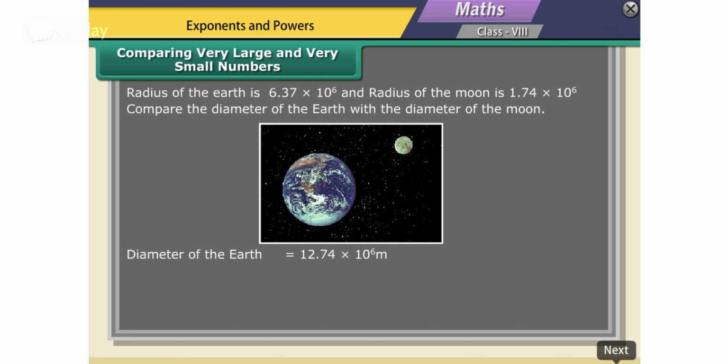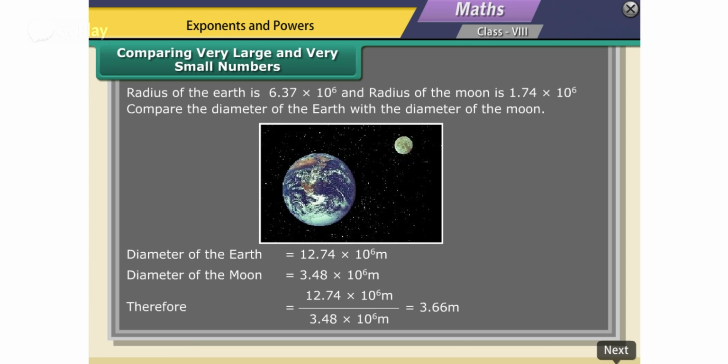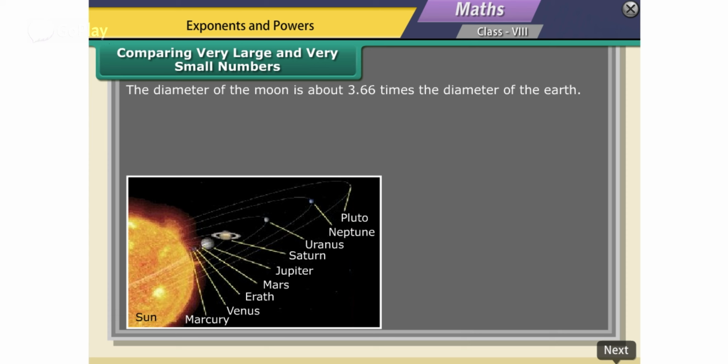Diameter of the earth is equal to 12.74 into 10 raised to the power 6 meters. Diameter of the moon is equal to 3.48 into 10 raised to the power 6 meters. Therefore, 12.74 into 10^6 upon 3.48 into 10^6 is equal to 3.66. The diameter of the earth is about 3.66 times the diameter of the moon.